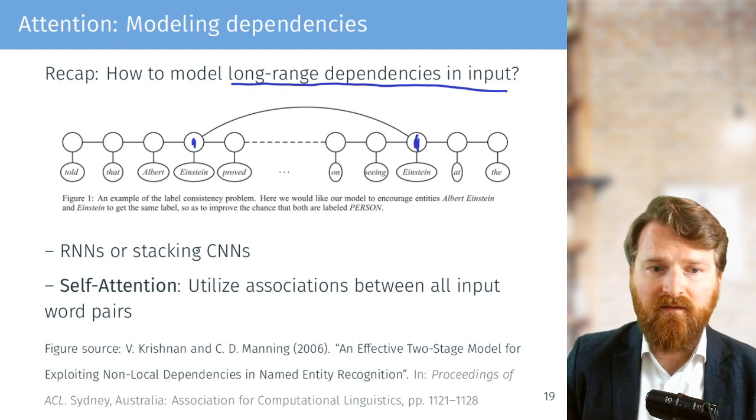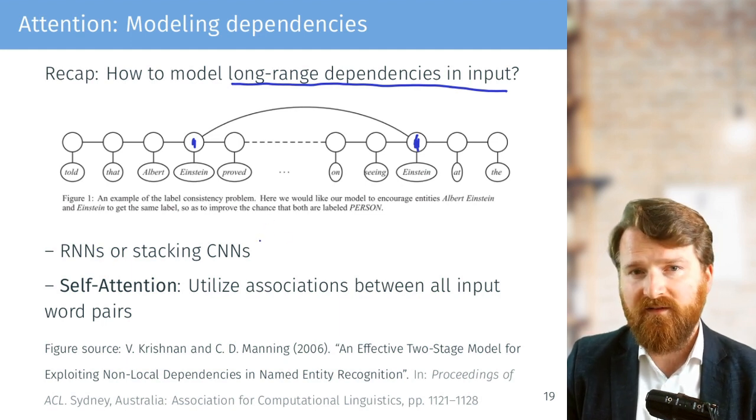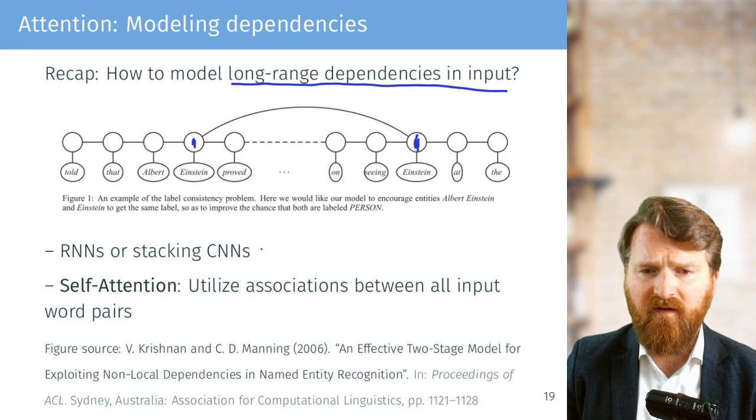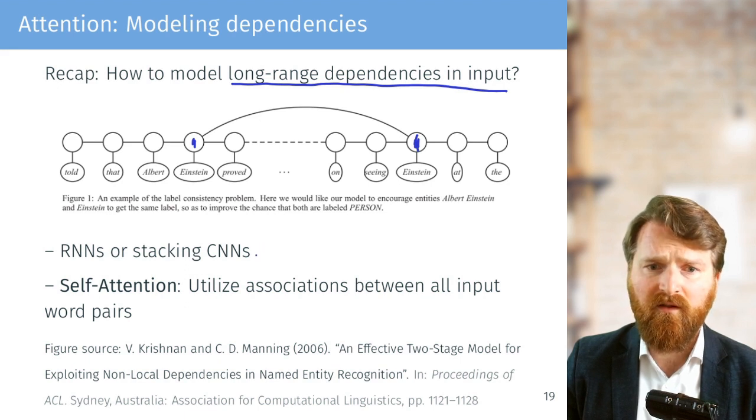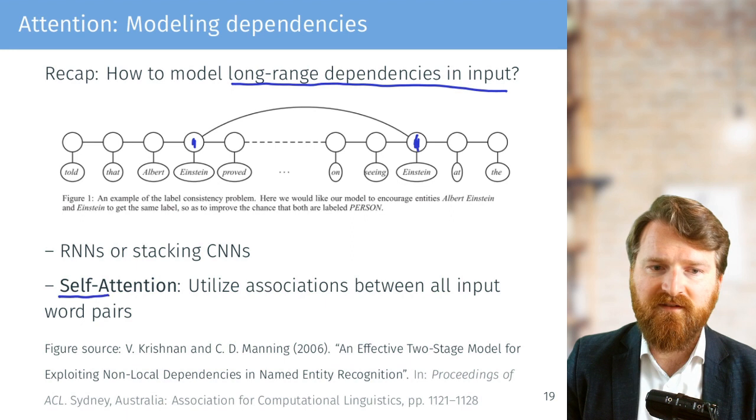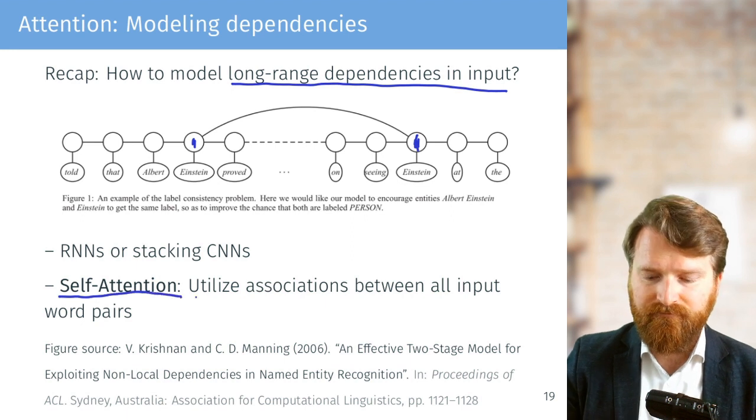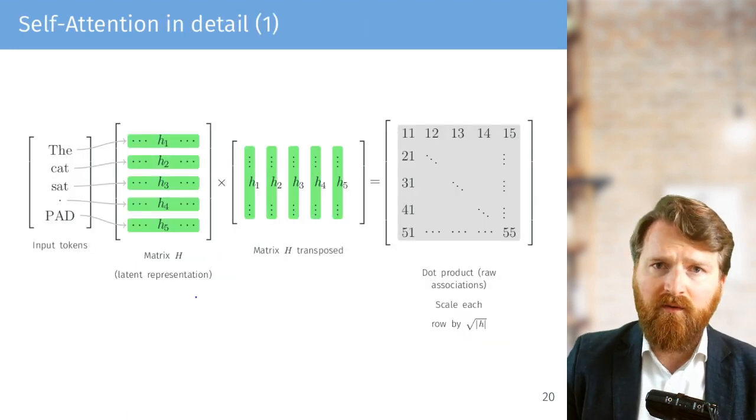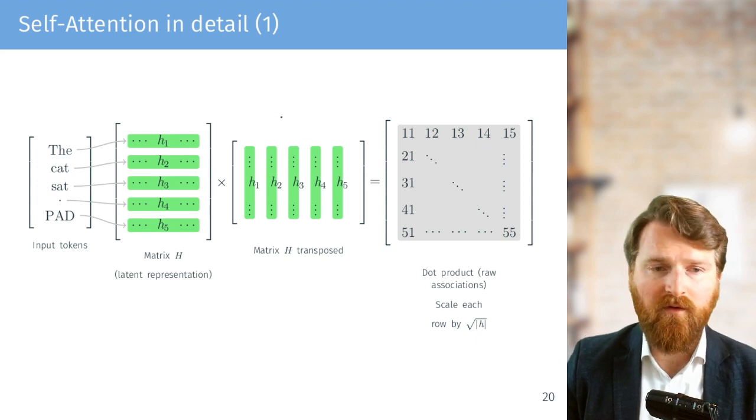For doing that, we already saw recurrent neural networks or stacking CNNs, but there is a much faster approach to modeling long-range dependencies, which is self-attention. We're going to work out self-attention quite in detail to understand it in full.